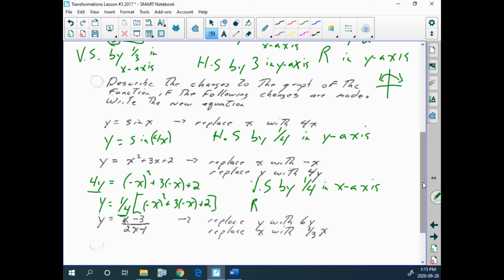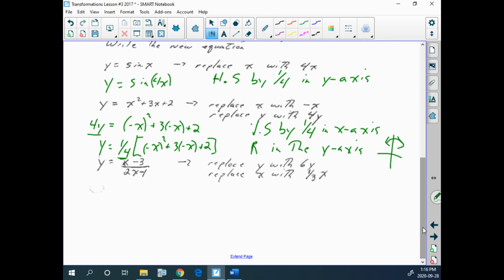We have replaced x with negative x, so that's a reflection in the y-axis. Because it's a horizontal reflection, we're going to be flipping across the y-axis in that case. Replace y with 6y, replace x with 1/3 x. 6y is equal to 1/3 x minus 3 over 2 1/3 x minus 1. There's an equation. It's not very tidy, and I'll show you how to tidy it up later at another time.